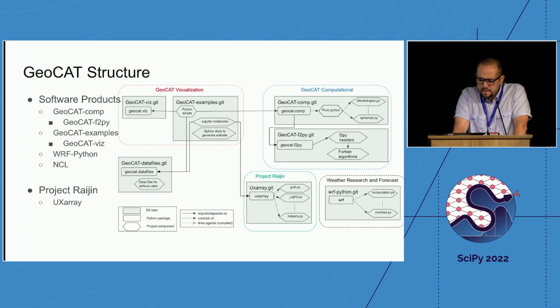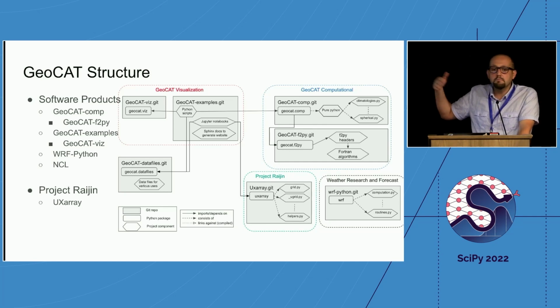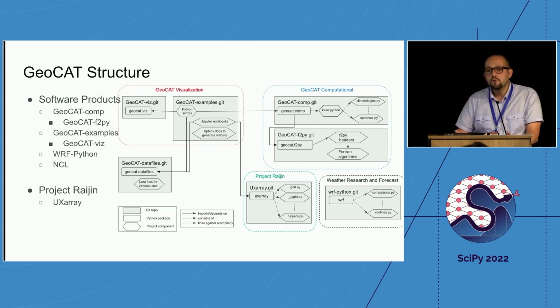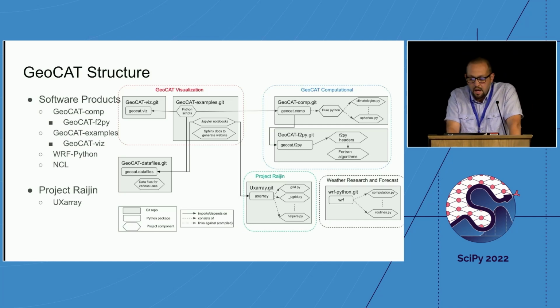So let me start with the GeoCAT computational component, which is GeoCAT-comp. You can also see, by the way, this is not a UML diagram. It is just to help the audience understand what kind of relations exist within our software stack. It has its own simple legend, as you can see in the bottom left of the diagram, but I think it is still helpful to understand the overall picture of the GeoCAT software stack.